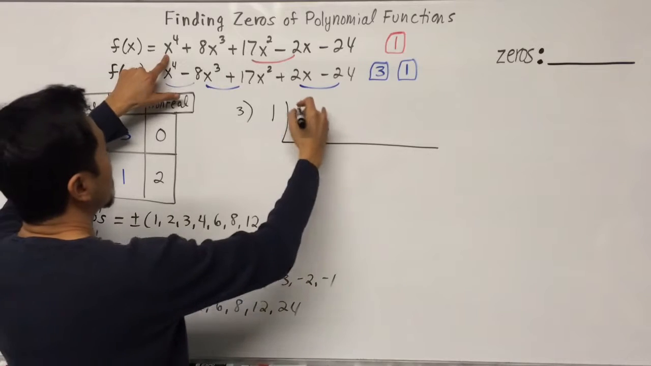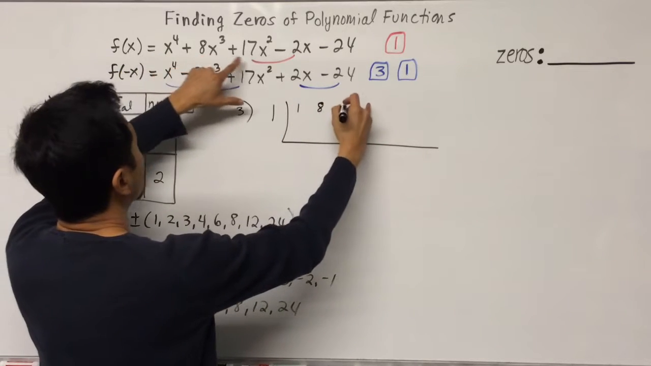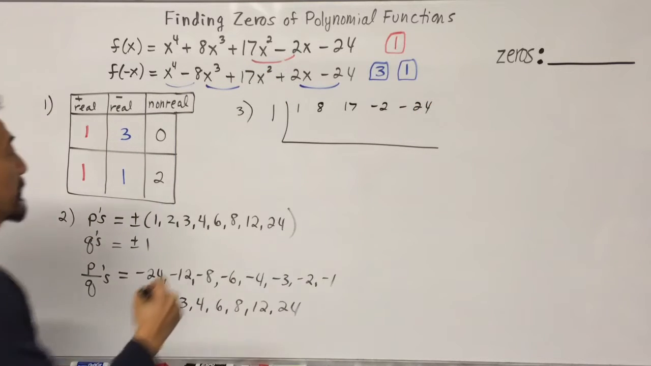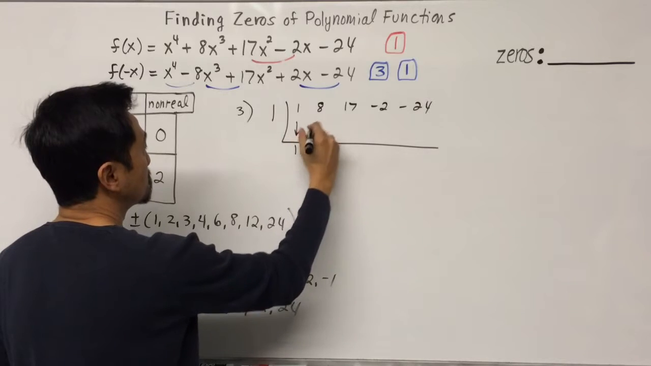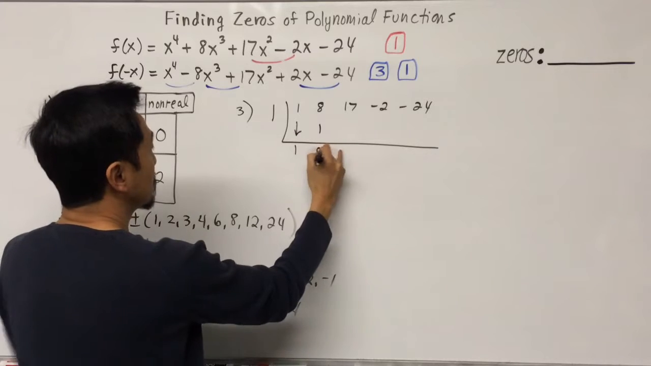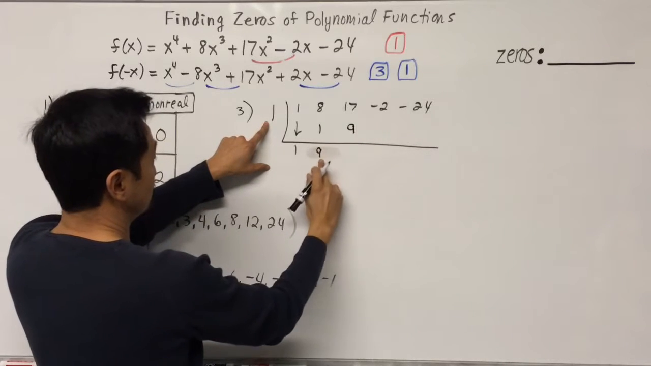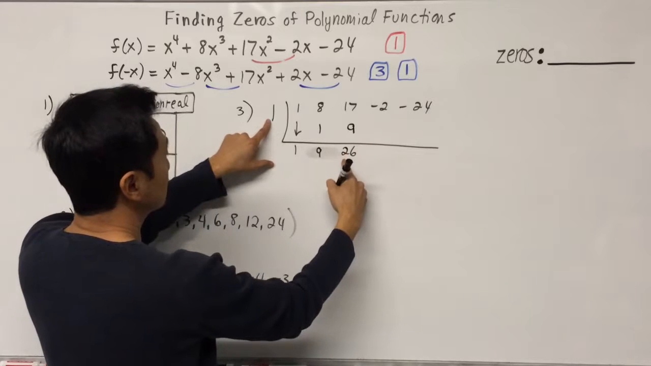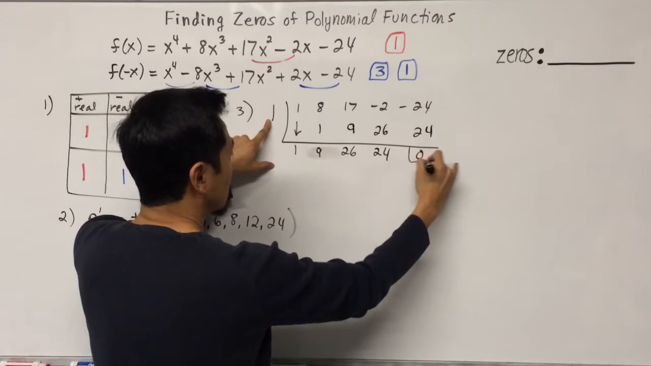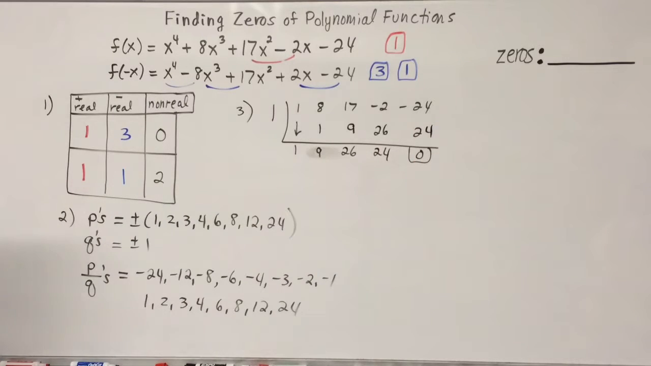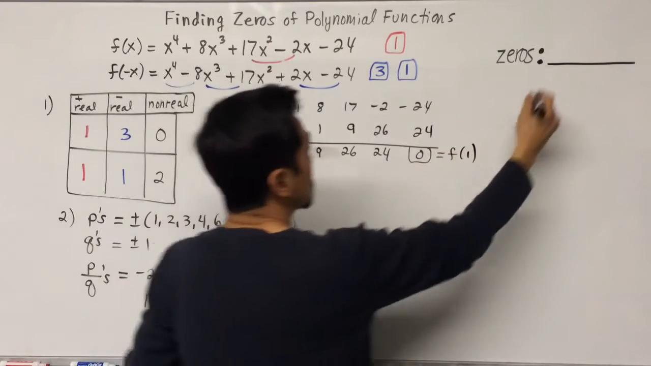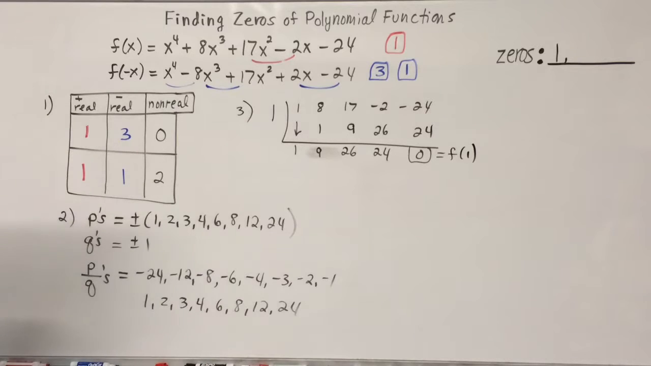Okay, so I have to put in the coefficients for f. And now perform synthetic division. Oops, that's a 9. I'm adding vertically, right? So now that gives me 26. Multiply diagonally, I get 24. And that worked out nicely. Okay, so now we have found that f of 1 equals 0. So 1 is a 0.